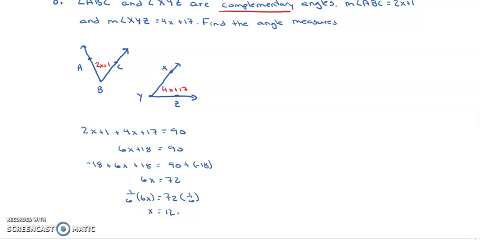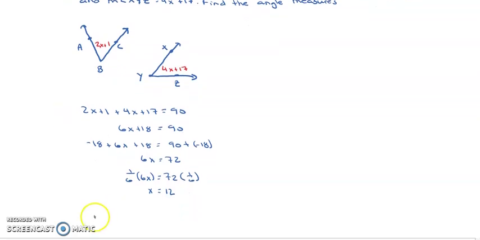So I know what x is. Now I need to find the measure of angle ABC, which I know is 2x plus 1. So I'm going to go 2 times 12, and then plus 1. That gives me 25 degrees. Then I want to do the same thing for my angle XYZ. So 4x plus 17. 4 times 12 gives us 48, plus the 17. So the measure of angle XYZ is going to be 65 degrees.